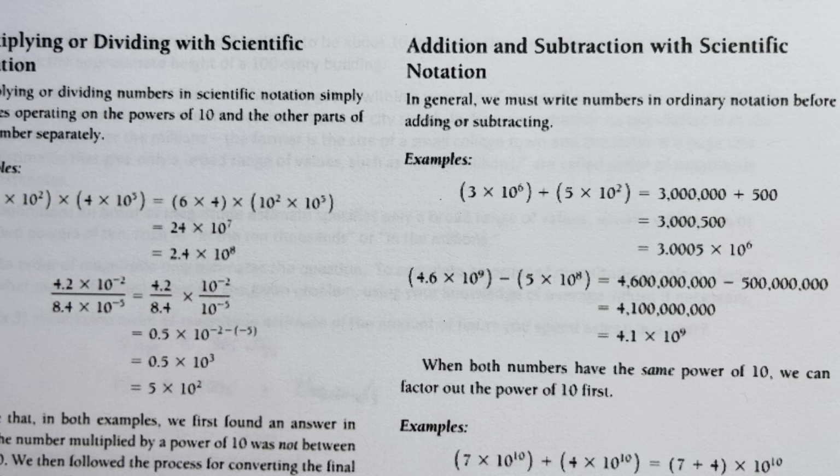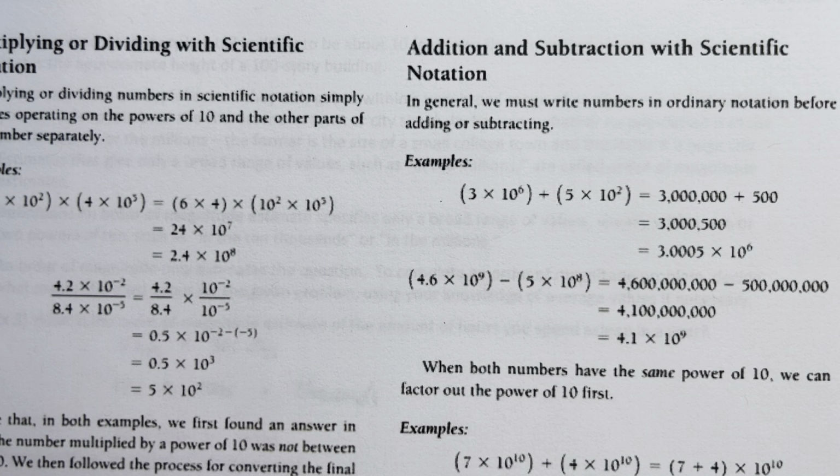3.0005 times 10 to the 6th. Same thing with subtraction. 4.6 times 10 to the 9th, we're going to have to convert to 4.6 million. Oh, sorry, 4.6 billion. The 5 times 10 to the 8th is going to be 500 million. Subtract them to get 4.1 billion, which we then convert to 4.1 times 10 to the 9th. So it's a lot easier to multiply and divide with scientific notation. Adding and subtracting, unfortunately, no such shortcuts.